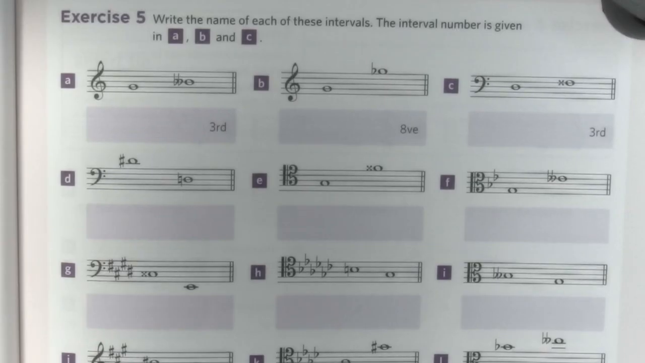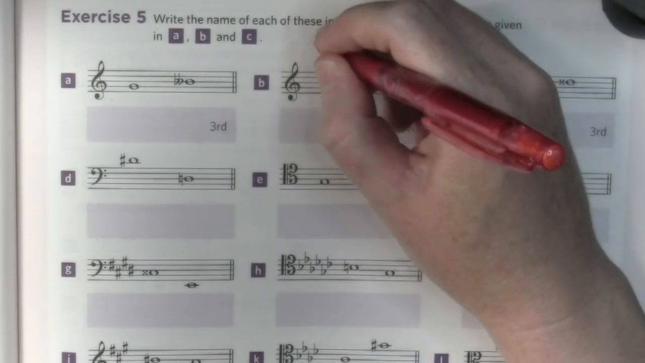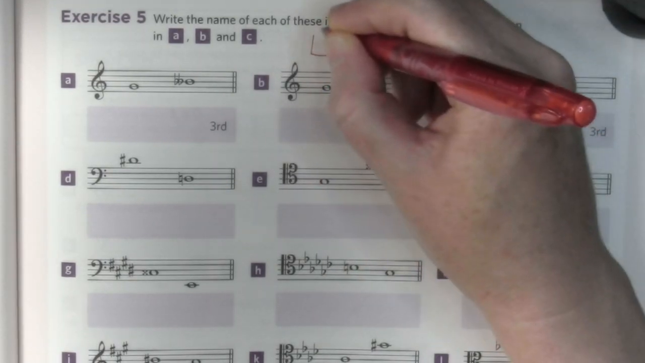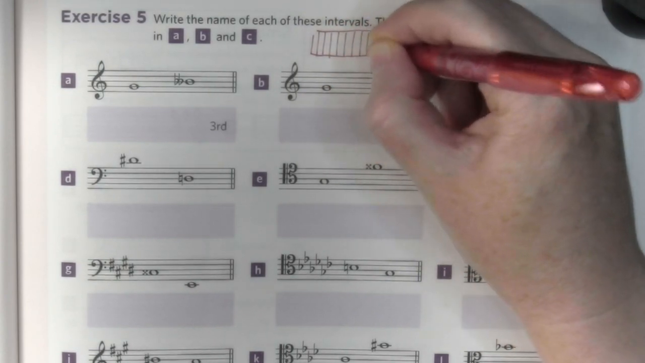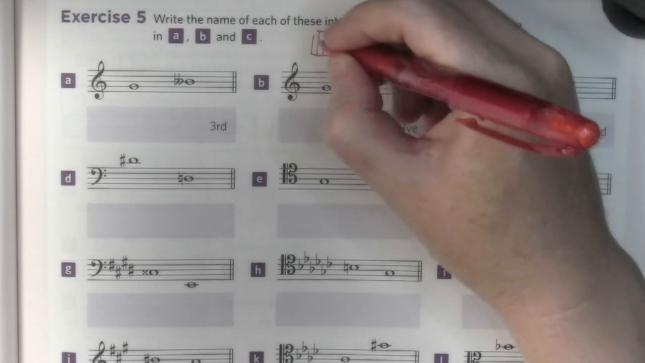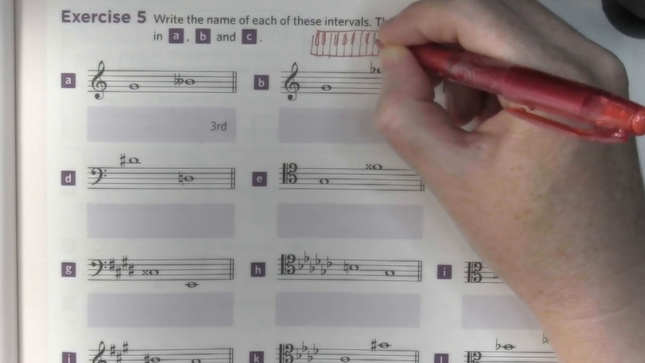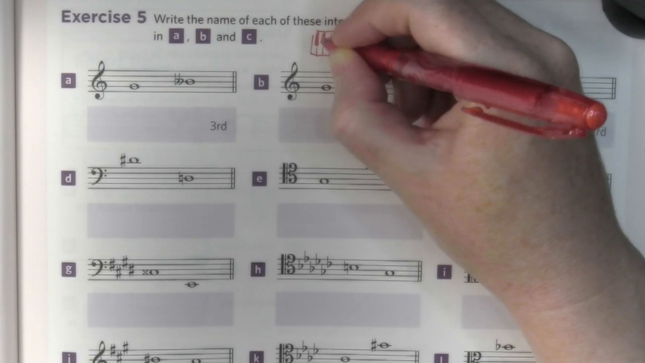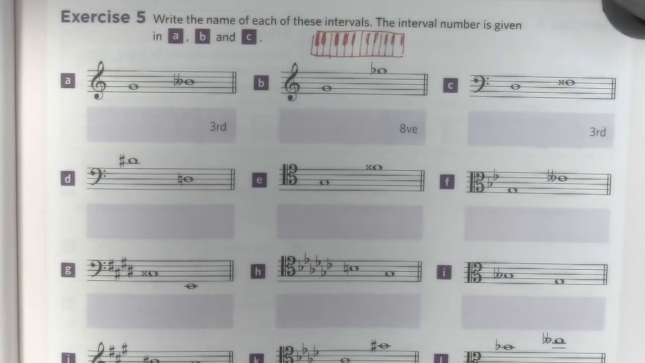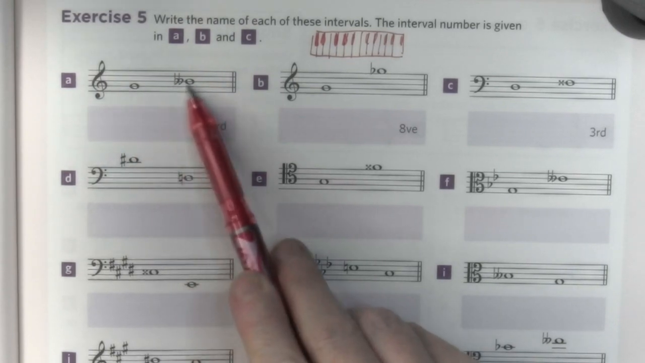In exercise 5, we need to identify the intervals. And in the first 3 examples, the number is given, but we don't care because we are so good that we can find it ourselves very easily. Okay, this is a third, of course, 3 steps apart.